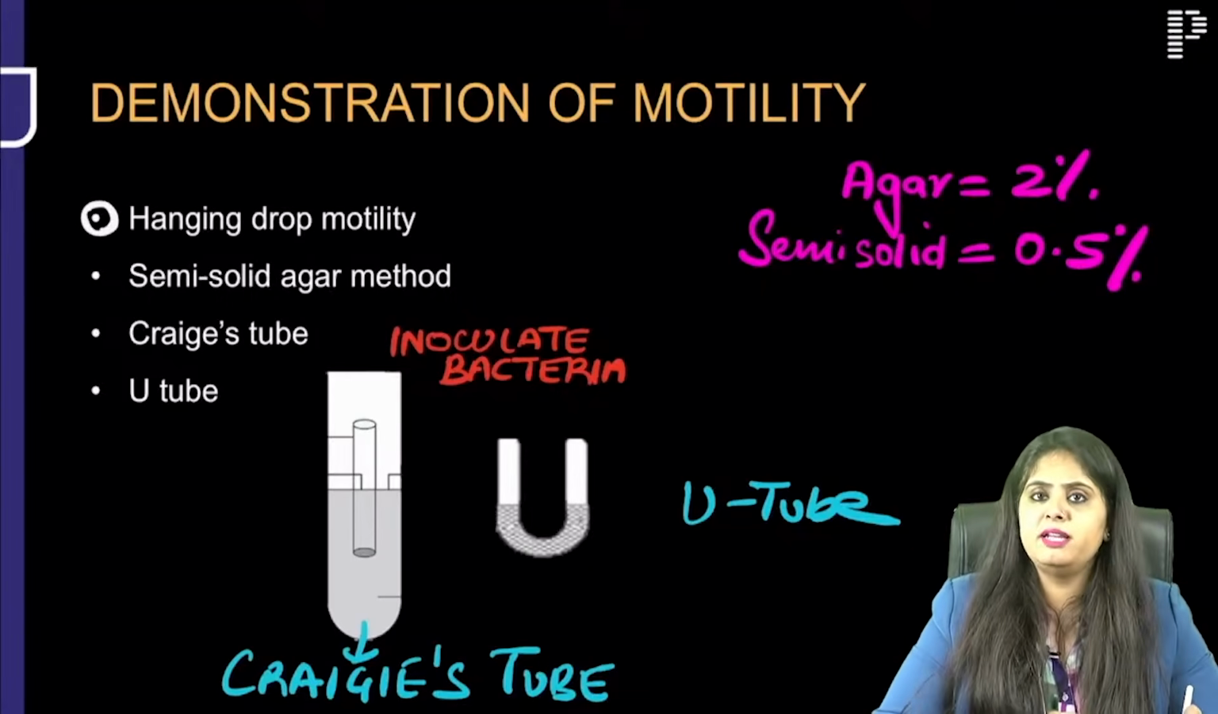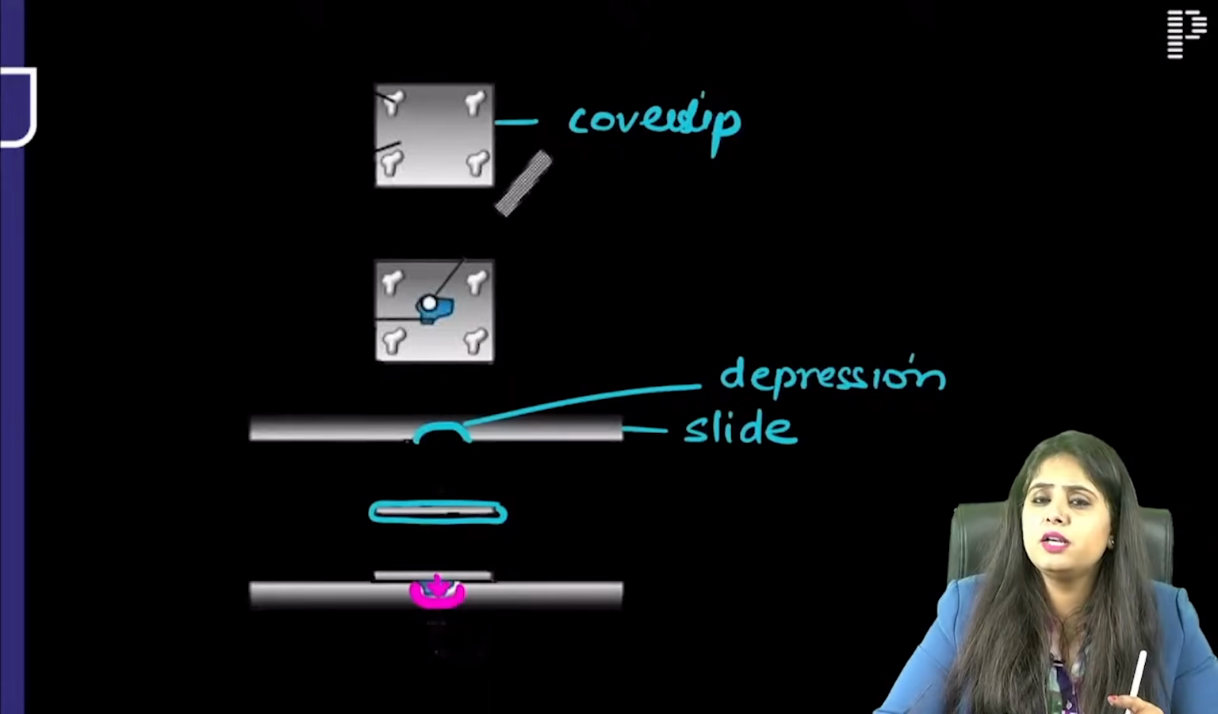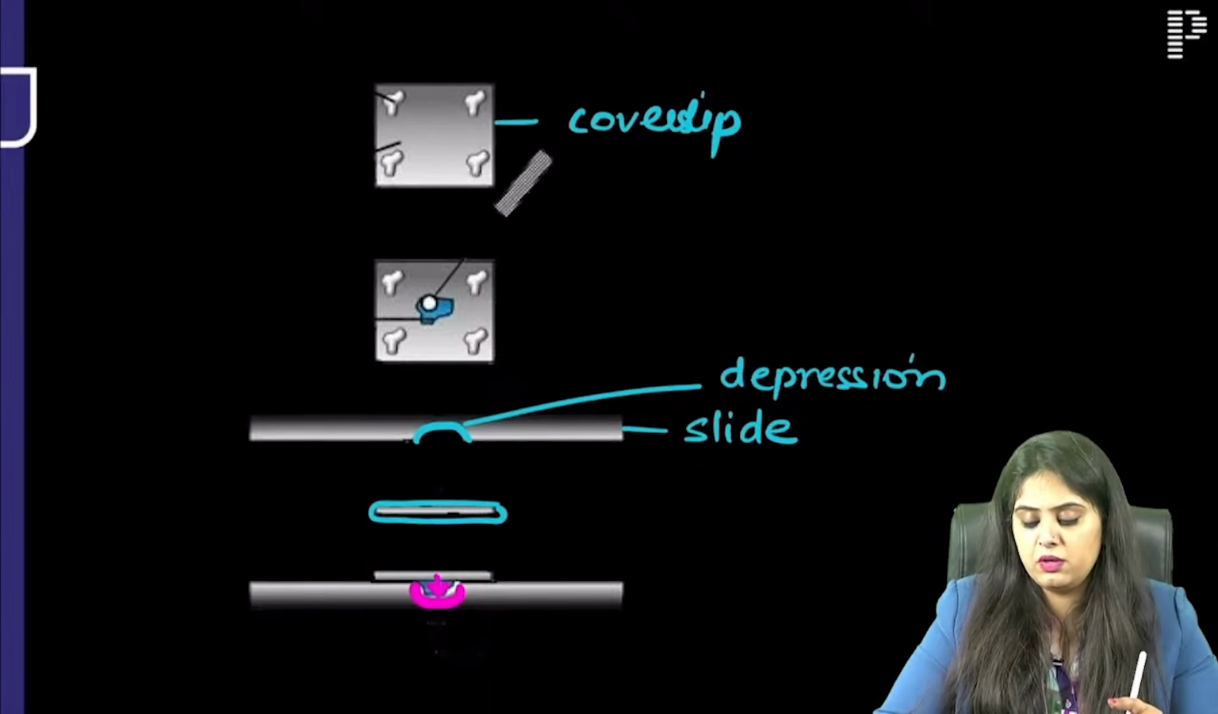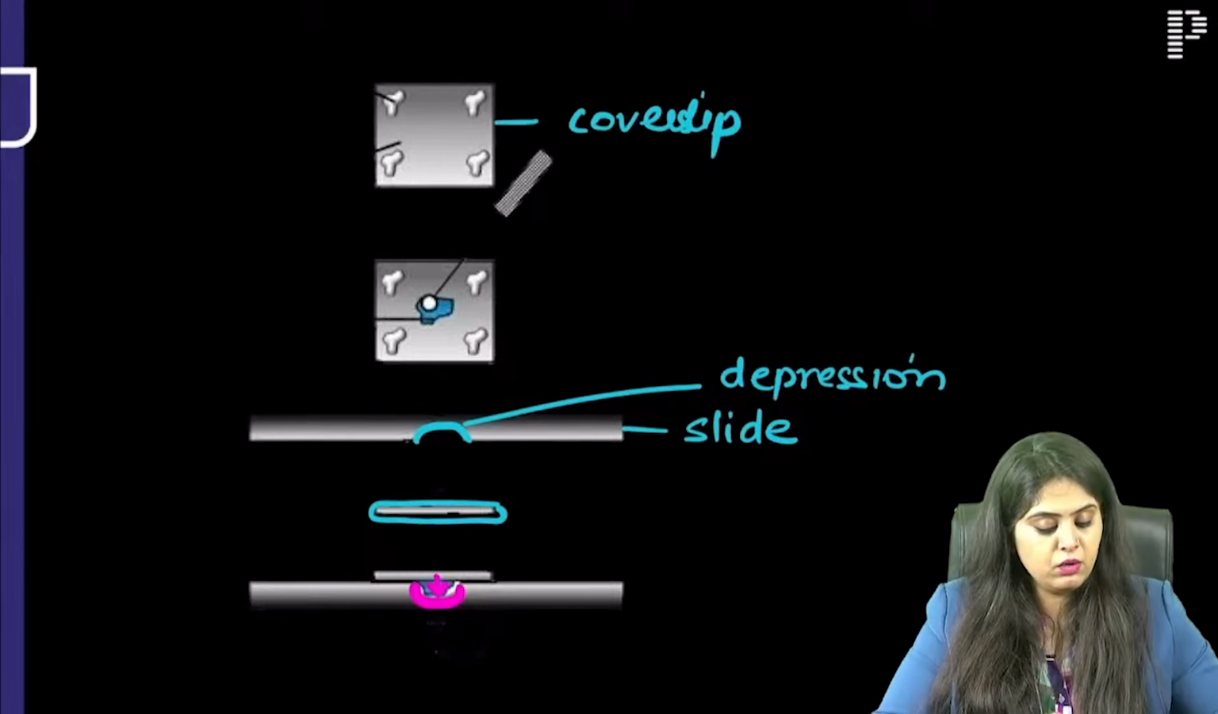So first let me explain hanging drop motility to you. What do you do? And you will be doing, have you guys done hanging drop motility in your practical lab as of now? If not, you will be doing this further. So what are you going to do? In this, you will actually take this over here is a cover slip, right?